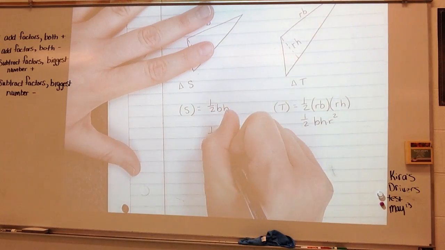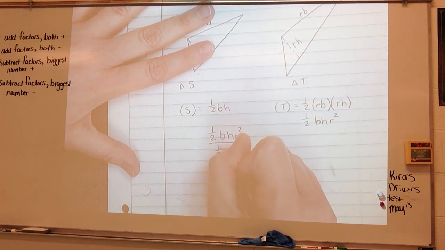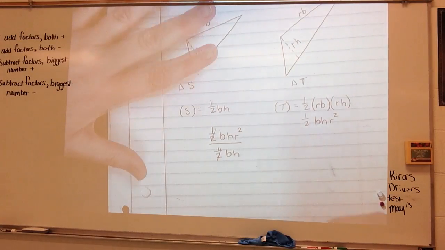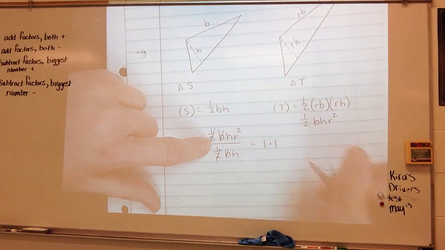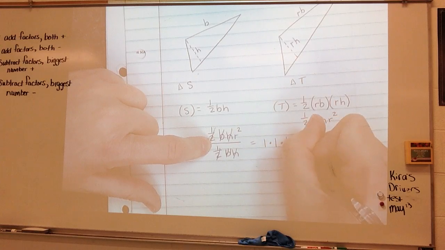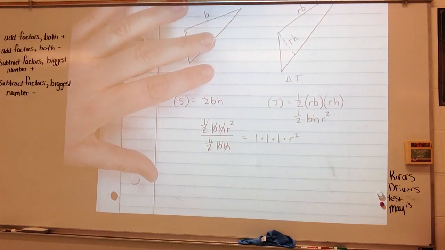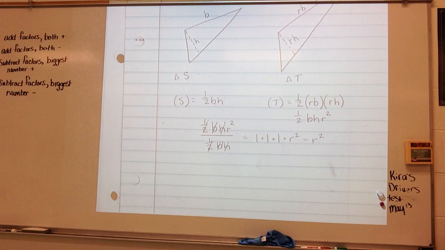Well, go ahead and set it up. 1/2 BHR squared divided by 1/2 BH. Well, what is 1/2 divided by 1/2? That is 1. What is B divided by B? That is 1. H divided by H is 1. And then I have R squared. Well, what is 1 times 1 times 1 times R squared? That is R squared. So we have proved the scaling principle for triangles.